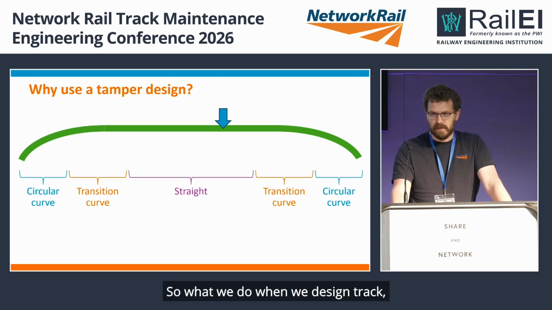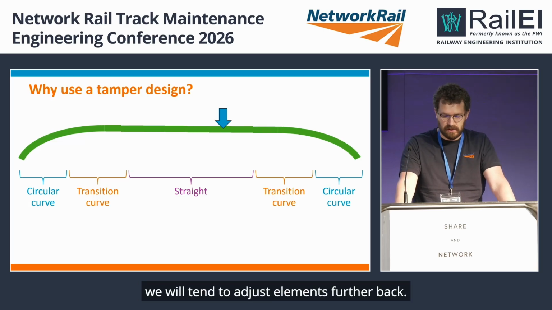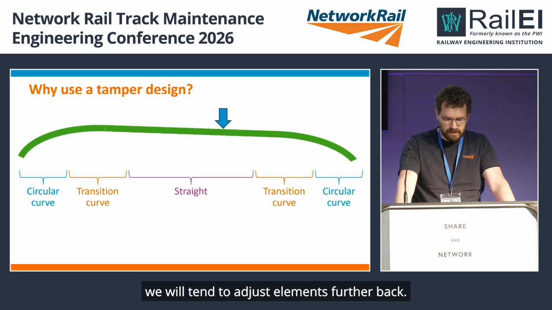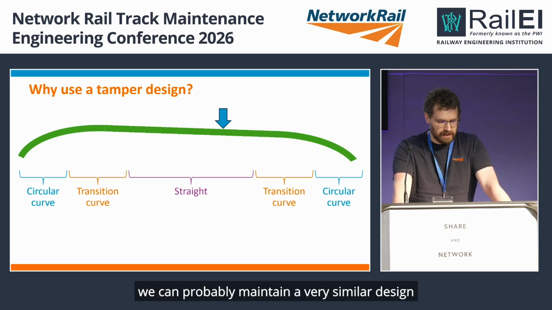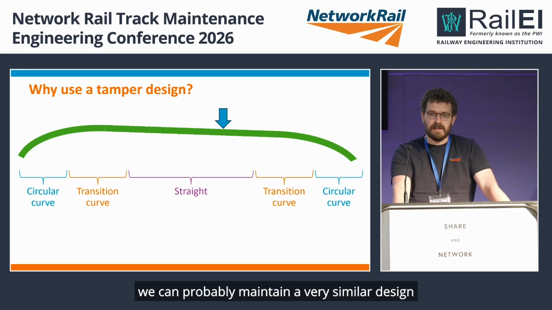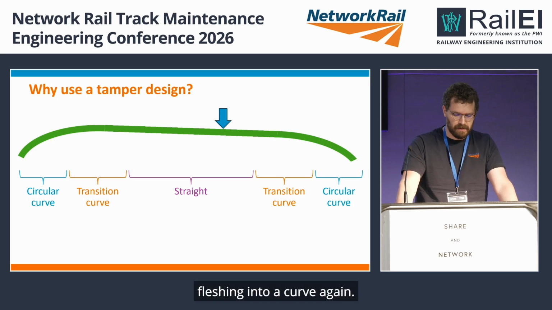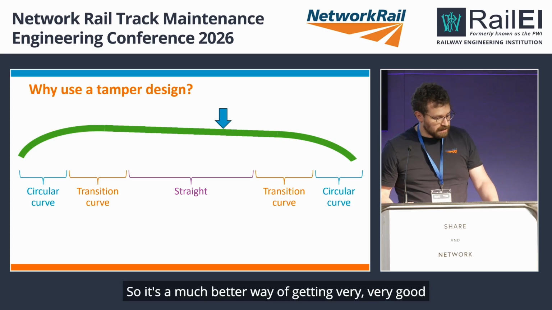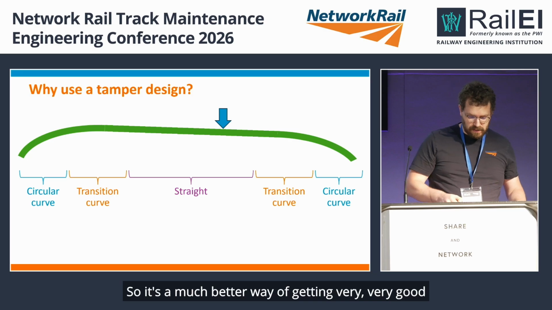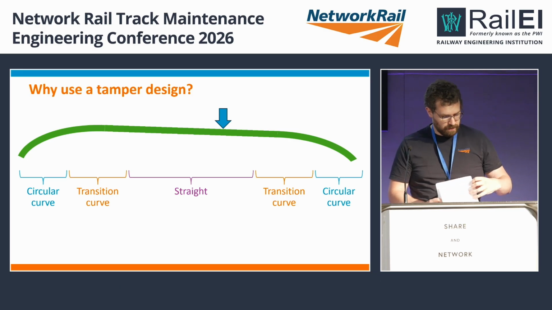So what we do when we design track, rather than blend around the slew restriction, we will tend to adjust elements further back. When we adjust these elements further back, we can probably maintain a very similar design in that we've got essentially a curve transitioning into a straight, transitioning into a curve again. But it means we can achieve the slew we want. So it's a much better way of getting very, very good SDs compared to smoothing track.